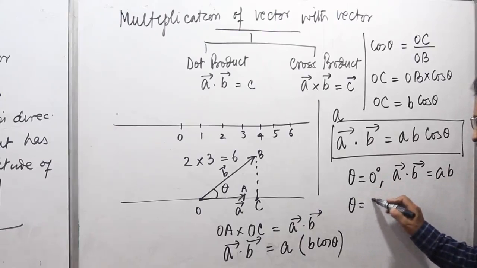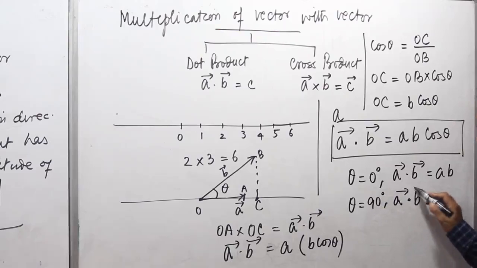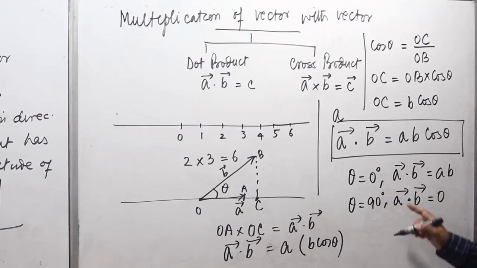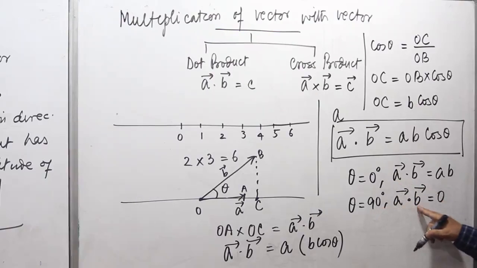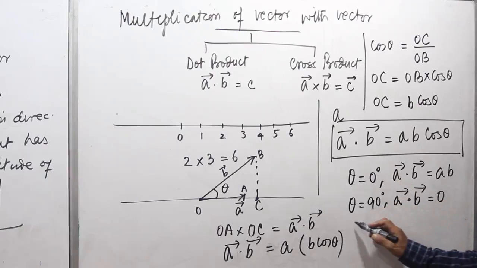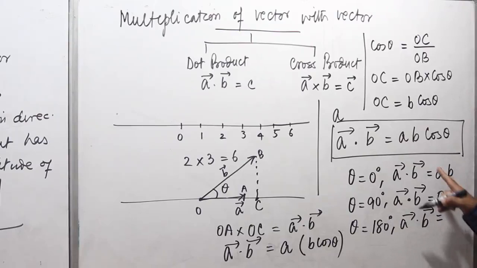If theta becomes equal to 90 degree, this is very important. Sometimes we call it as the test of perpendicularity of two vectors. So if we have two vectors perpendicular to each other, then their dot product is equal to 0. So this is the test of orthogonality or the test of perpendicularity of two vectors. Similarly, if theta is equal to 180 degree, a dot b will be equal to, so ये हो जाएगा a into b into -1, so it will be minus ab.